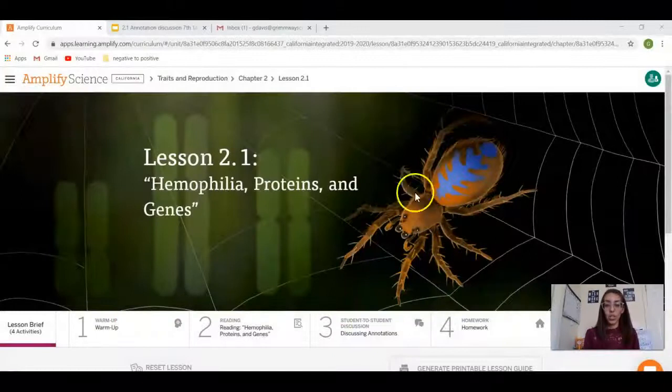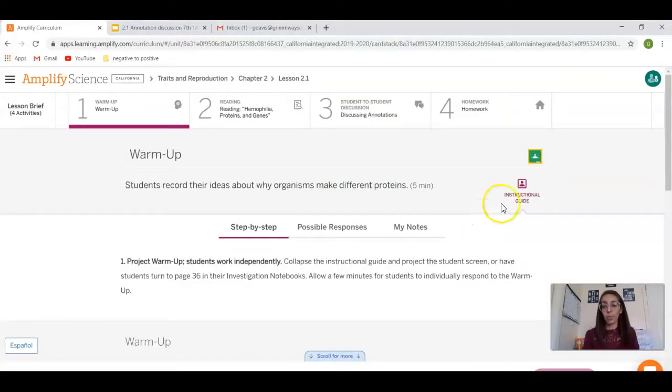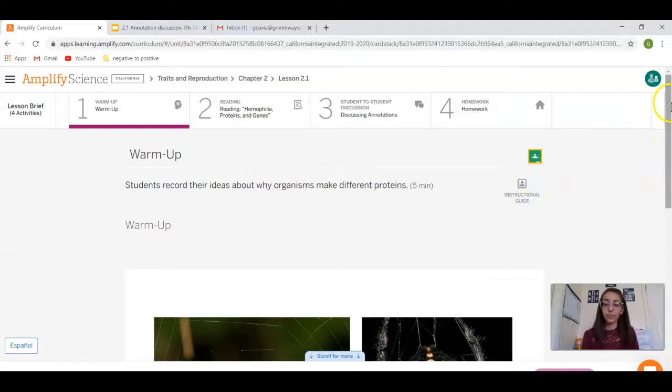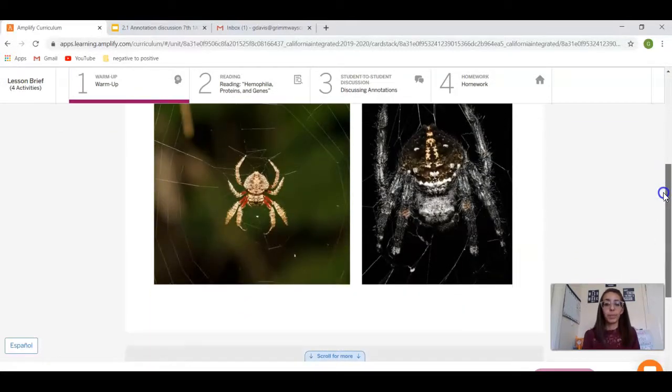Okay, so this is where you should be at. And once again, it might open you up to lesson brief. Just go ahead and go straight to warm up. If it has you at warm up, perfect. Okay. So this is what you should see. And this is your warm up.